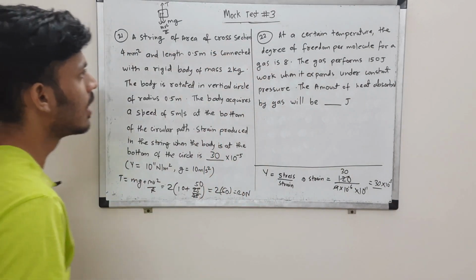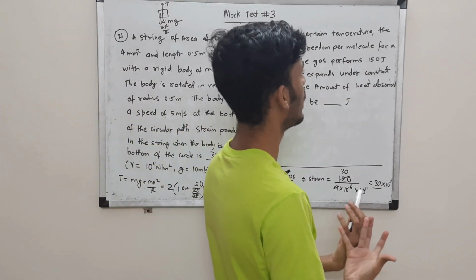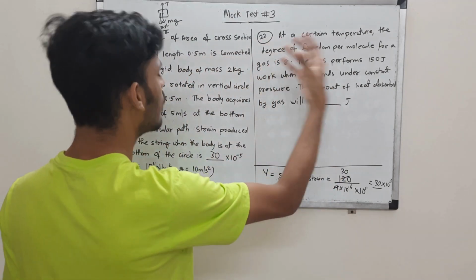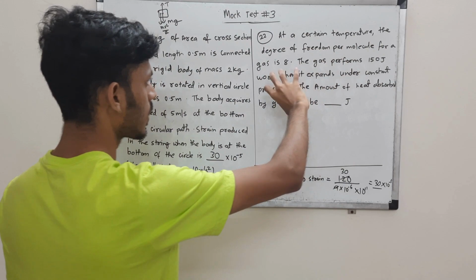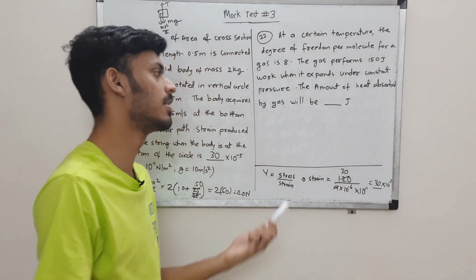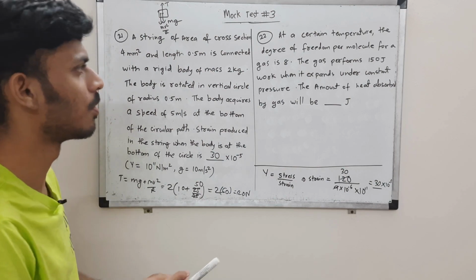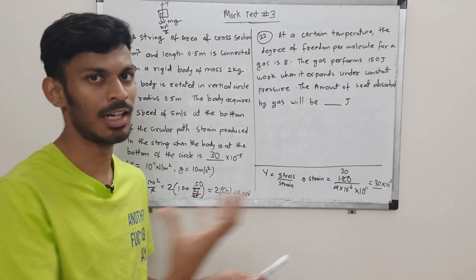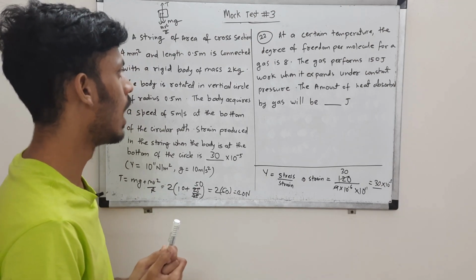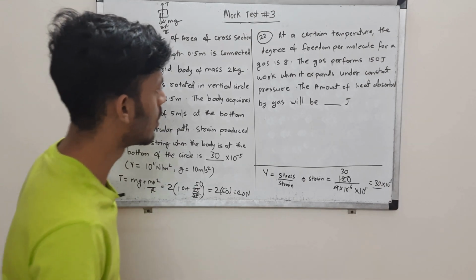Let's come to this one. Here we have a gas at a certain temperature. Its degree of freedom at that particular temperature is 8 per molecule. The gas performs a work of 150 when it expands under constant pressure, so the work is P delta V. So what is the amount of heat absorbed by the gas?